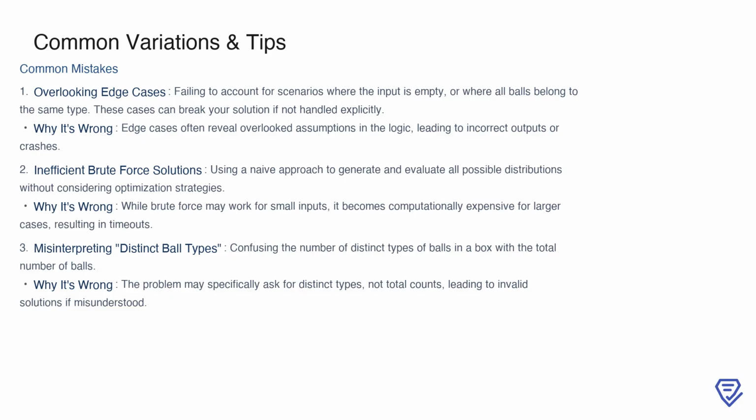Another pitfall is relying on inefficient brute force solutions. Generating and evaluating all possible distributions might seem straightforward, but this approach quickly becomes computationally expensive for larger inputs, often leading to timeouts. Lastly, it's vital not to confuse the number of distinct types of balls with the total number of balls. The problem specifically asks for distinct types in some cases, and misunderstanding this distinction can result in entirely invalid solutions. Paying attention to these details is crucial for crafting a robust approach.